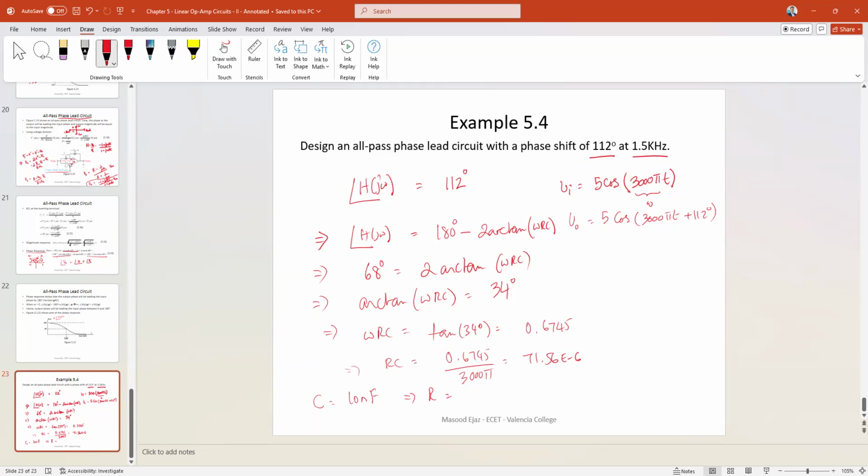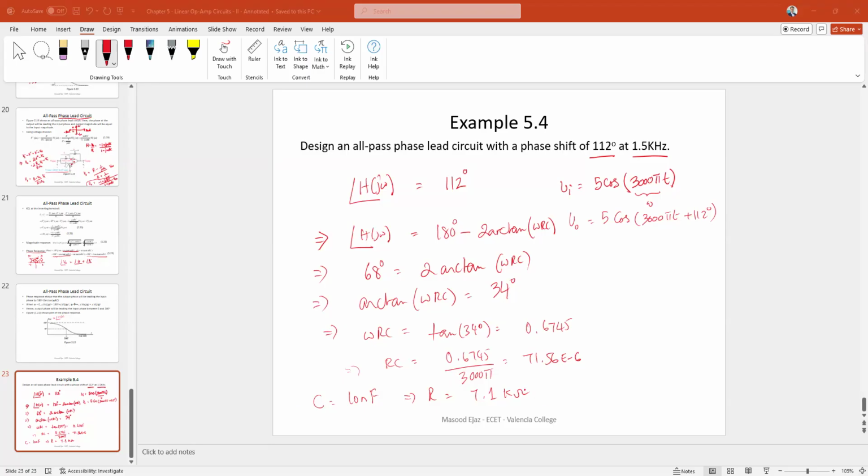71.56 microseconds over 10 nanofarad, which is about 7.1 kilo ohm. That value is not really, I believe, a standard value. Let's go ahead and check that. But I believe 5.1 kilo ohm is a standard value, and you can use that in series with a 2 kilo ohm resistor. Or if 5 kilo ohm is a standard value, then you can use a 2.1 kilo ohm in series. But anyway, you can make combinations of that to get to 7.1 if it is not a standard value. So this is a good set of values.